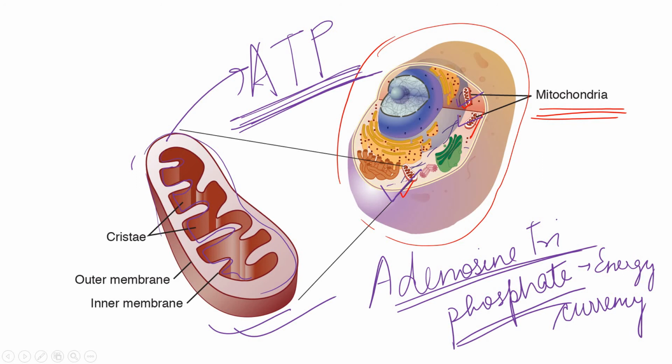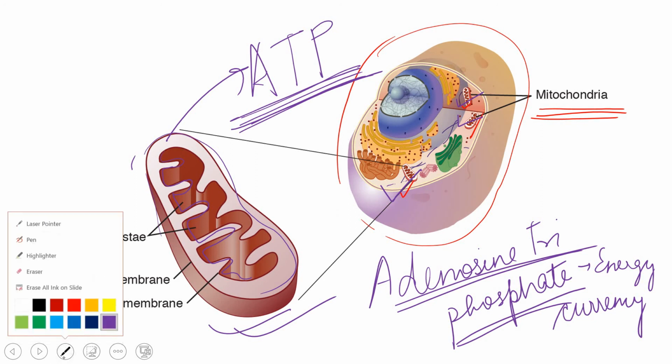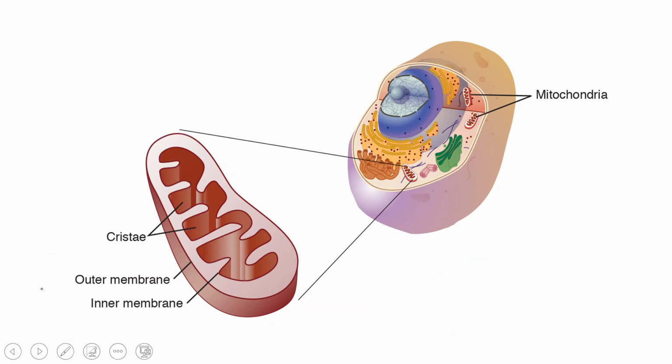And what else is there in your book? Yes, a very important thing. Now I shall erase all the ink. Now this mitochondria, what they are saying, NCERT, is that they are strange organelles in the sense that they have their own DNA and ribosomes.